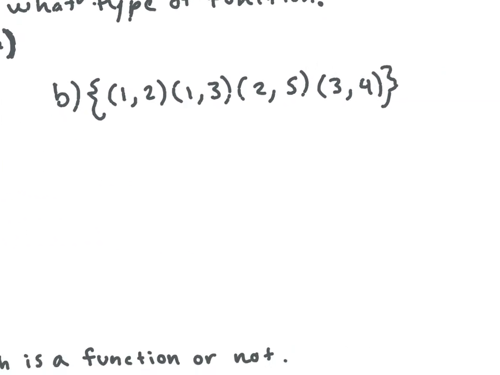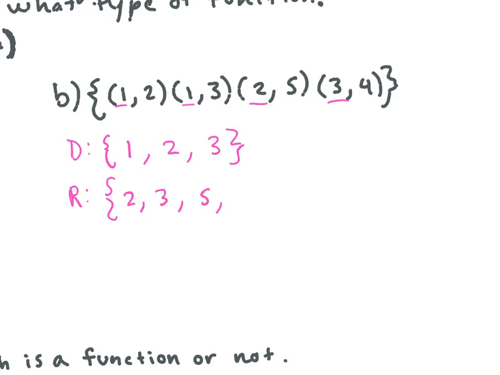So for part B, again, we're going to list our domain and range. Our domain is the x values, so our first number. So we have 1. When we have 1 again, we don't list it again. So we just have 1, and then 2, and 3. Our range is our y values, so we have 2, 3, 5, and 4.